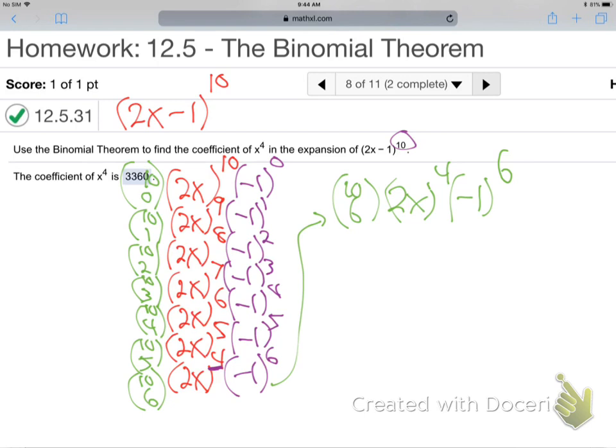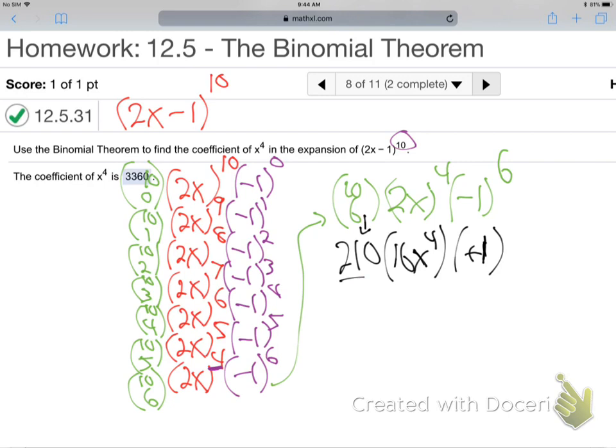Well, you can use your calculator, 10 choose 6. Somebody want to tell me what it is? I have no idea. 210, thank you. So this becomes 210. This is 2 to the 4th, which is 16, x to the 4th, right? And this is just positive 1, because it's negative 1 to an even power.